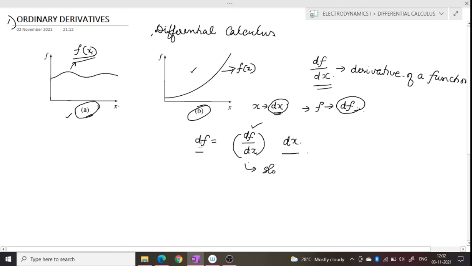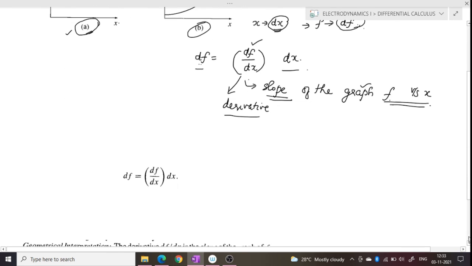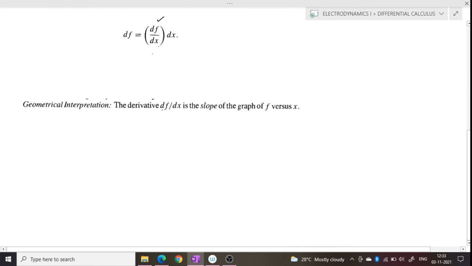So what is df by dx? This is nothing but the slope of the graph of f versus x. When we plot a graph between f and x, the slope of that graph is called the derivative. This is the physical meaning of the derivative. So the equation is df is equal to df by dx into dx, where df by dx is a proportionality constant, which we call the derivative. So what is the geometrical interpretation? The derivative df by dx is the slope of the graph of f versus x.